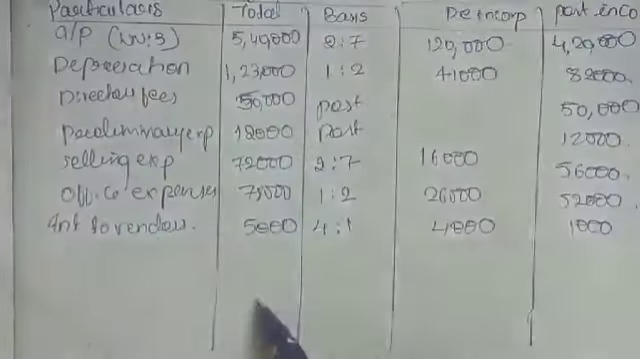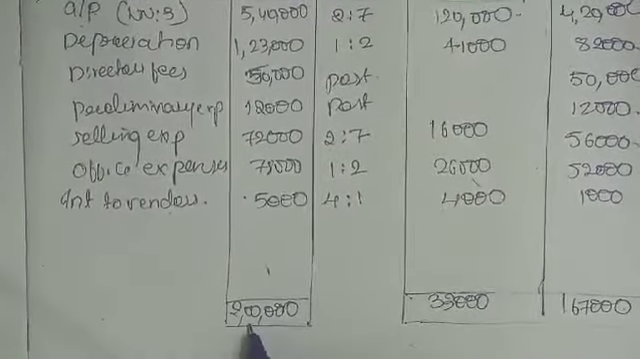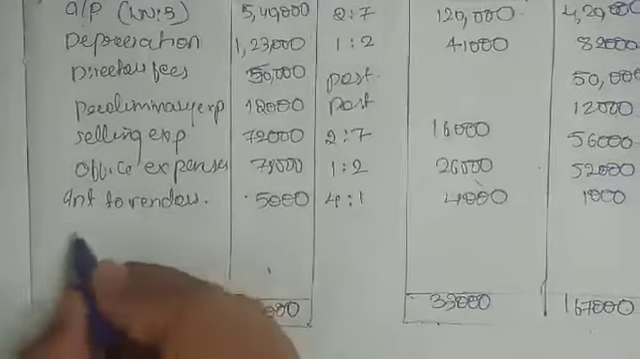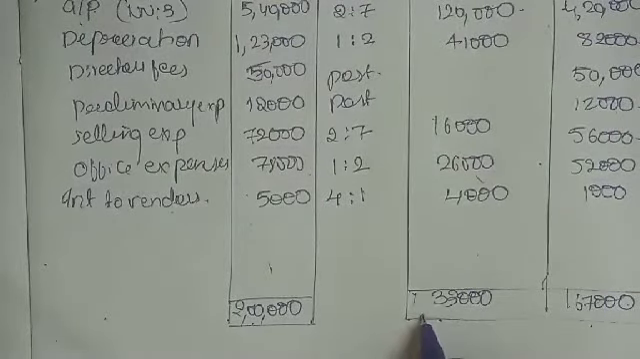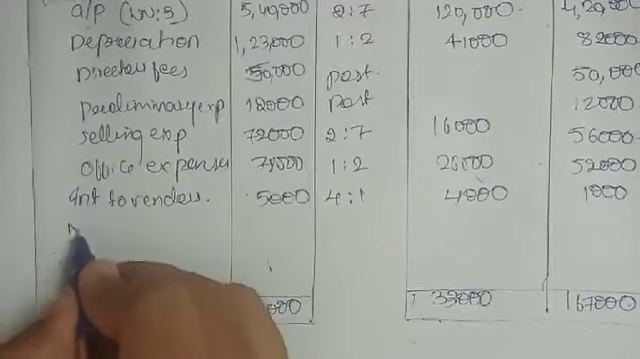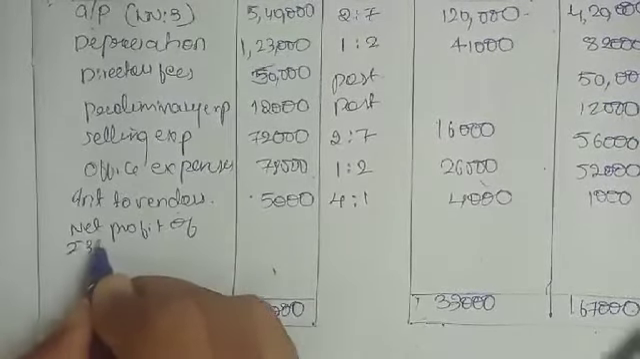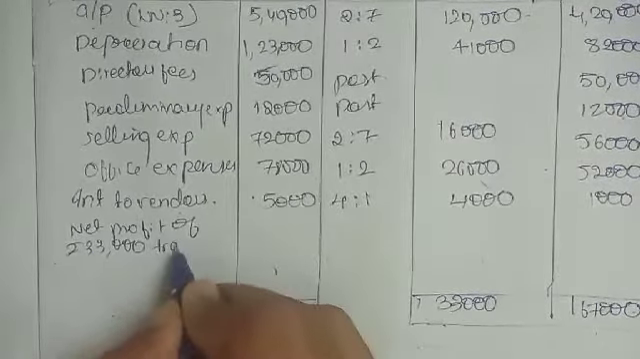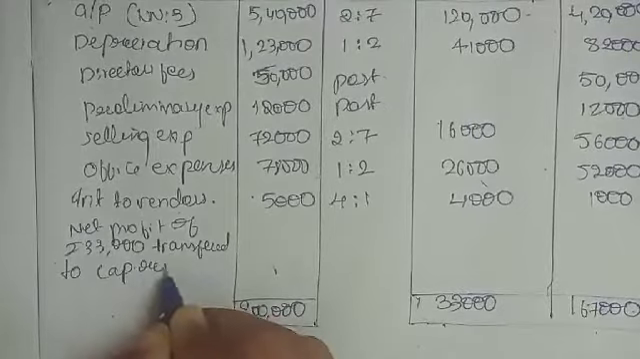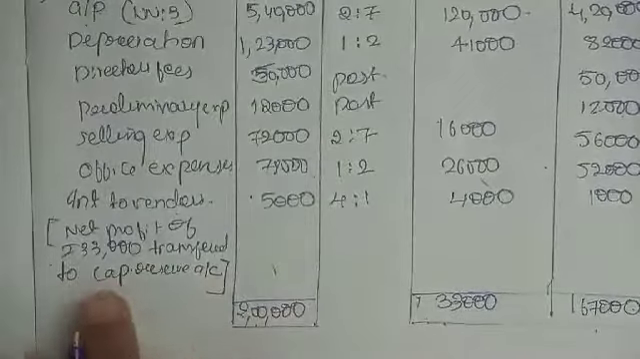So take the total of this and this. This is the total profit which you are getting. For pre-incorporation 33,000, for post-incorporation 1,67,000. Now you always need to transfer pre-incorporation profit to the capital reserve account. So here you will write: net profit of rupees 33,000 transferred to capital reserve account. This you need to mandatorily mention.